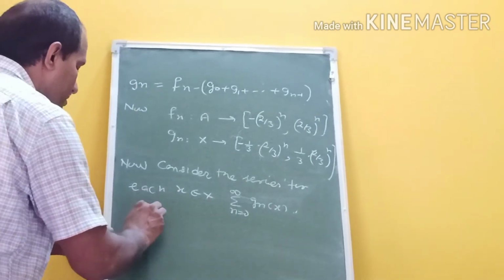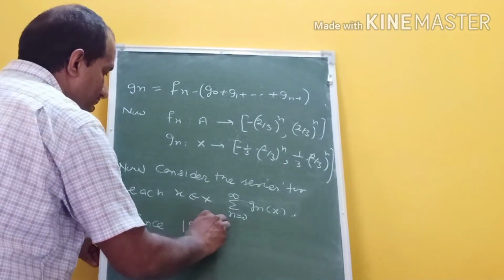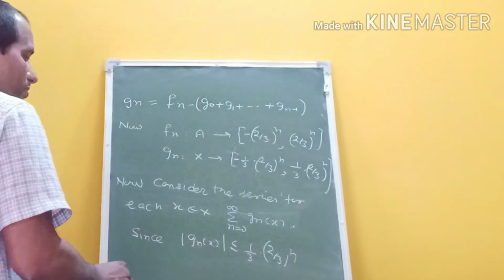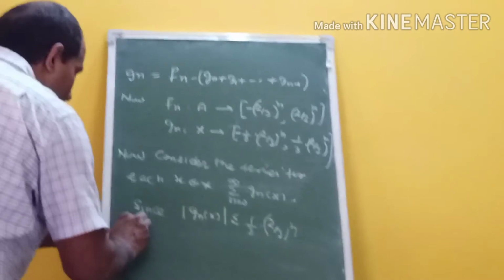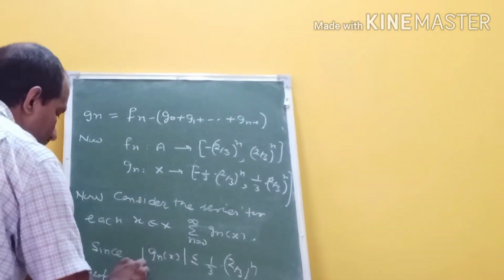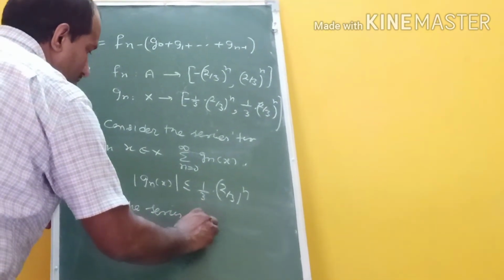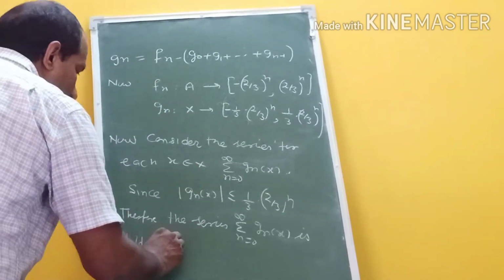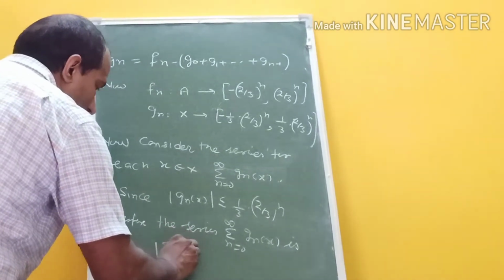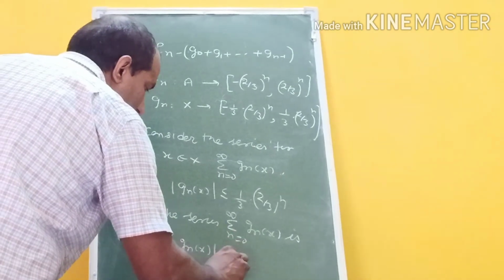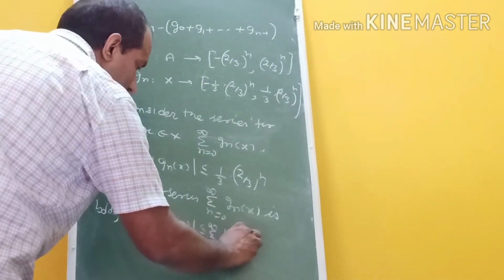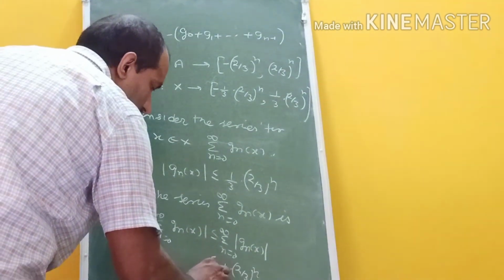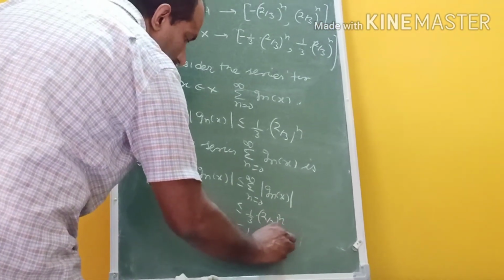Since g_n of x is less than or equal to 1 by 3 into 2 by 3 to the power n, and this is bounded, this series is bounded. Since this is less than 1, therefore the series summation n from 0 to infinity g_n of x is bounded. Why? Now summation of g_n of x is less than or equal to summation of 1 by 3 into 2 by 3 power n, and this is equal to 1, and this belongs to the closed interval minus 1 to 1.